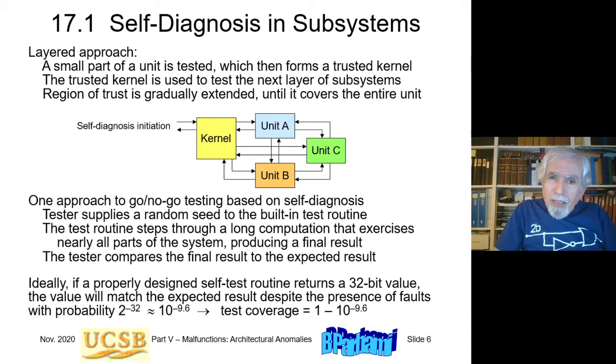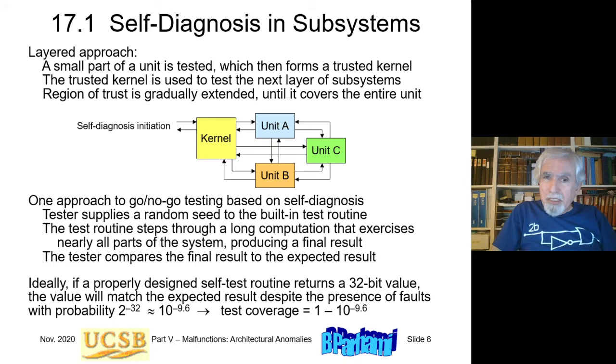It basically asks various parts to do things. And then depending on the initial seed that you provided, it can generate an outcome or result. And that result will be dependent on the initial seed. Okay? So let's say the kernel supplies that seed to unit A. Unit A runs its self-diagnostic with that seed and comes up with an answer, and it sends the answer to the kernel. And the kernel knows what the outcome of that self-diagnosis should be with that particular seed.